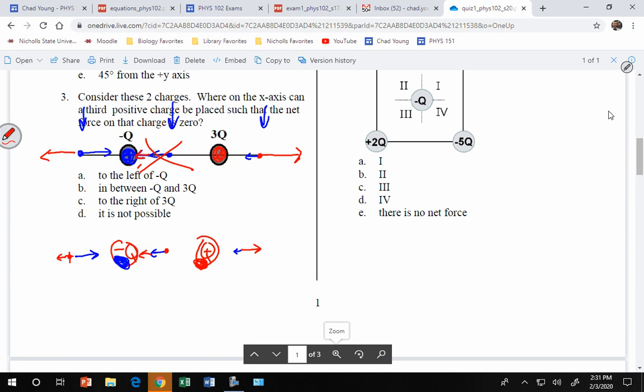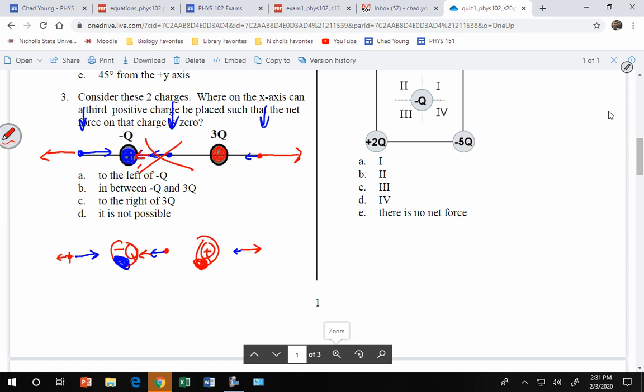There's no place where I can put a positive charge and have 0 force on it along the line. There is a place above the line somewhere, and it's not trivial to find that point, but on the line, you can just think about it. Okay? Be ready for those kinds of questions.